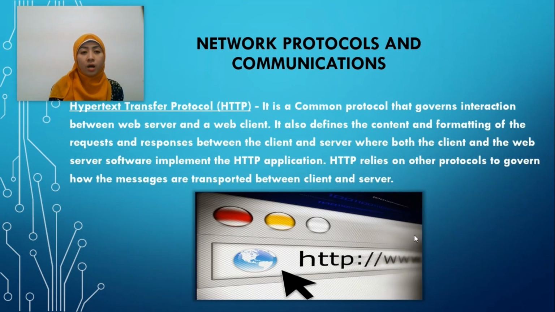Next is the hypertext transfer protocol or HTTP. It is a common protocol that governs interaction between a web server and a web client. It also defines the content and formatting of the requests and responses between the client and server, where both the client and the web server software implement the HTTP application. HTTP relies on other protocols to govern how the messages are transported between client and server.